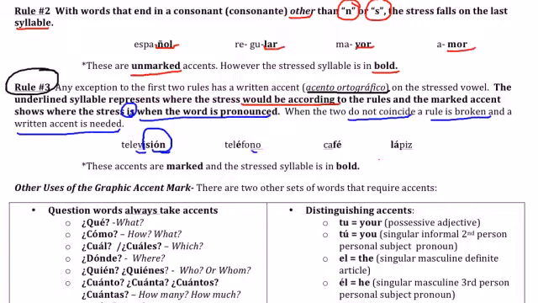Teléfono ends in a vowel, so it should be on the O actually, but it's actually on the second E. Café ends in a vowel. It should be on the A, but it's actually on the E. And lápiz, it should be on the I, but it's actually on the A. Another thing to keep in mind, that accent marks only go over vowels. So you will see an accented A, an accented E, an accented I, O, and U. Accents do not go over consonants.